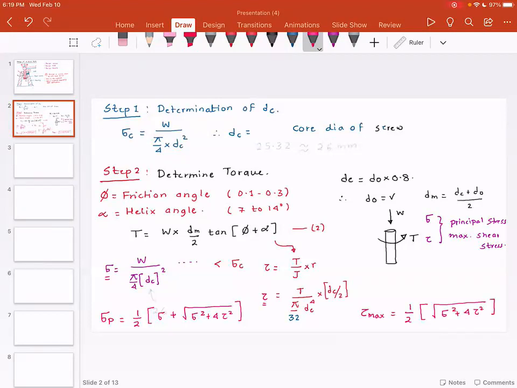And both these values should be less than the design strength of the material. In other words, if you choose alloy steel as the material for the screw, then sigma P needs to be less than sigma design of the screw, and tau max should be less than tau design for the screw.